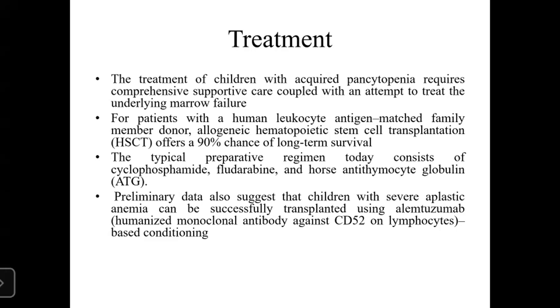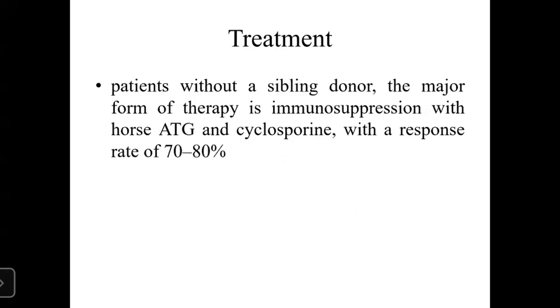Another, a study is ongoing, in case of severe aplastic anemia we can give alemtuzumab, which is a CD52 monoclonal antibody. So MAB means monoclonal antibody. So alemtuzumab can be given in case of severe acquired aplastic anemia. For patients without a sibling donor, the majority of therapy is immunosuppression with antithymocyte globulin and cyclosporine, and there is a response rate of about 70 to 80%, right? So this is the acquired treatment.